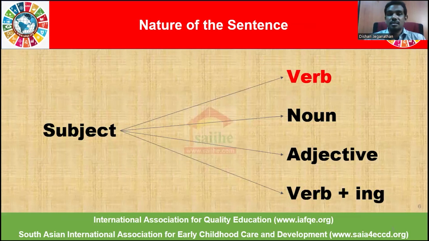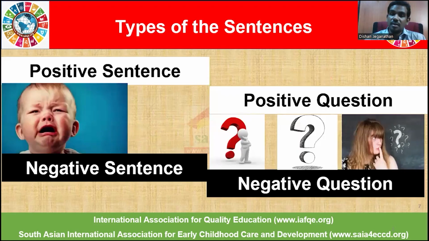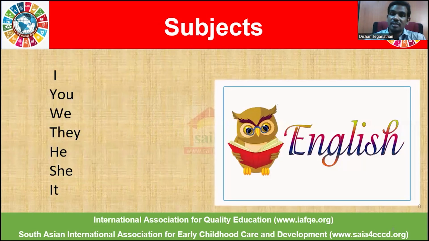The nature of the sentence. To make a meaningful sentence, we need to have a subject. Here we'll be going through two verbs, which are the modal verb and the main verb, and also the noun and adjective. We know that there are four types: positive sentence, negative sentence, positive questions, and negative questions. And we also know the subjects. We have first person, second person, and third person narrative, which are I, you, we, they, he, she, and it.